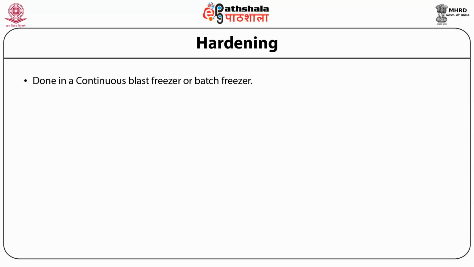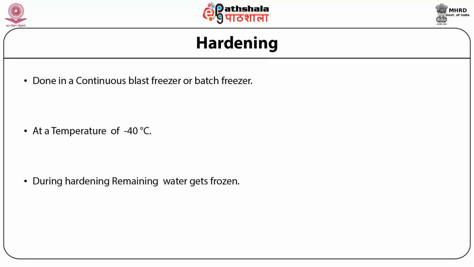But for harder varieties, a continuous blast freezer or batch freezer is employed to harden the ice cream. As we know that softies melt very quickly, and if we want some hard ice cream, it must be frozen at -40 degrees centigrade. During this process, the remaining water, which is 50%, also gets frozen, and it is now stable if it is kept at -25 degrees centigrade.